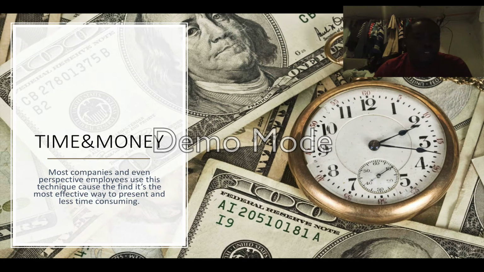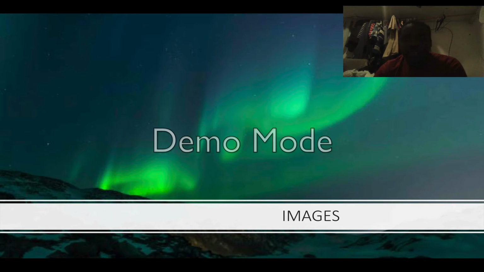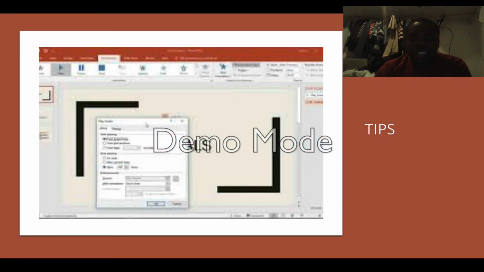Time and money. Most companies and even prospective employees use this technique because they find this to be the most effective way to present, and it's less time consuming. So like the old saying goes, time really is money, and people would shell out big bucks to see these presentations. And images are a key part of any presentation ever. I personally love using images because it's less work for me, less time I have to talk. Because you can see I can't really talk that well, and it gets my point across real well. So make sure you like to use images.